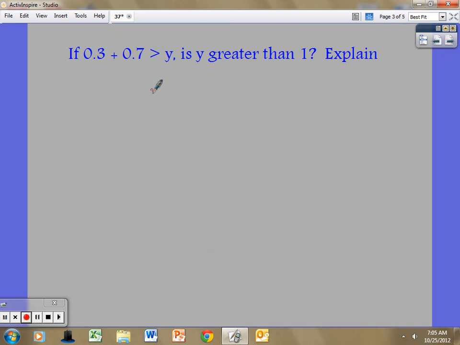If I take a look at this one: if 3/10 plus 7/10 is greater than y, is y greater than 1? Explain. So let's see, can y be greater than 1? Well, first of all, let's rewrite this. So we have 3/10 plus 7/10 is greater than y. Let's add this part, because we want to know, can y be greater than 1? That's our question. 3/10 plus 7/10, well, that gives me 1 exactly. Can 1 be greater than 1?